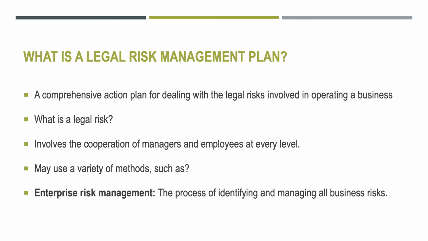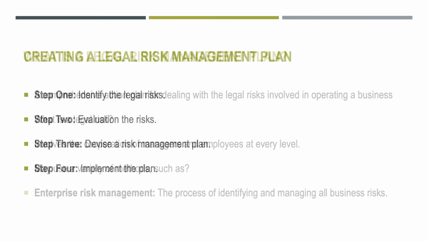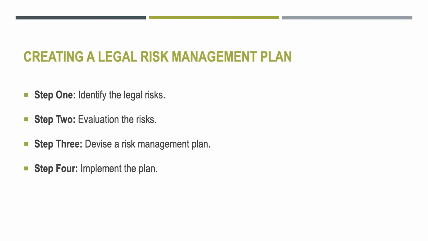Sometimes a legal risk management plan is part of a bigger risk management plan, which we call an enterprise risk management plan, which identifies and manages all business risks. And a legal risk management plan is just one part of that. So what are the steps? The first is to identify the legal risks. Step 2 is evaluation of those risks. Step 3 is to devise a risk management plan, and step 4 is to implement the plan. In the sections that follow, we'll look at each of these steps in more detail.